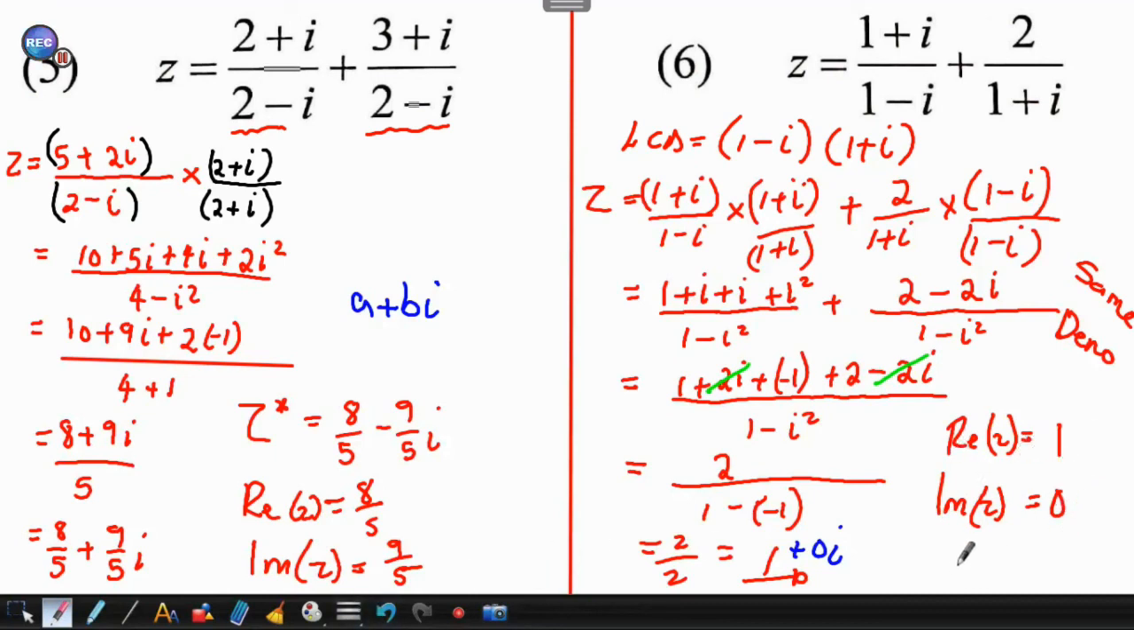Then its conjugate will be just 1. Because if we were to change this, it will be negative 0i, which is just 0. So hence, its conjugate is also 1. This was a nice question that was nicely challenging.